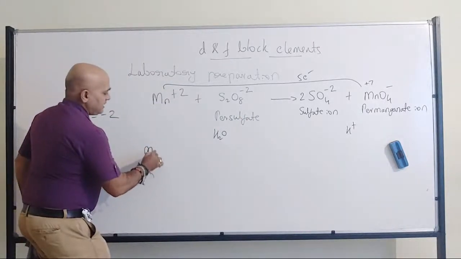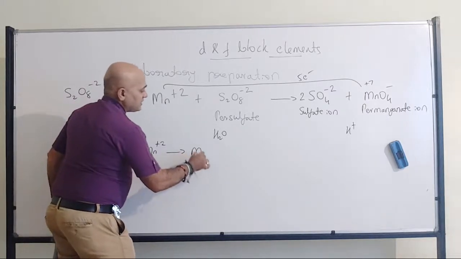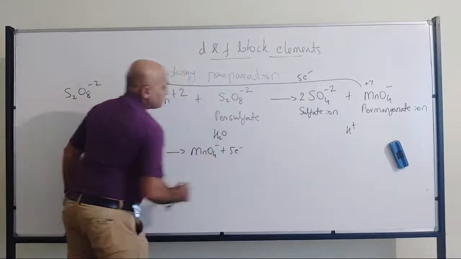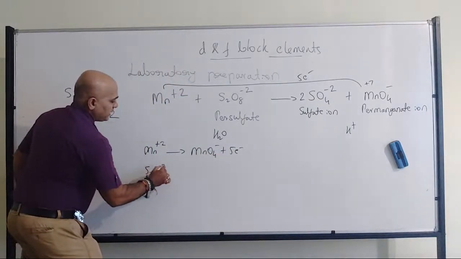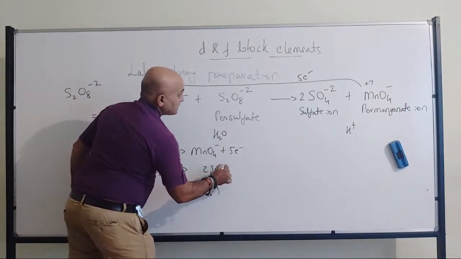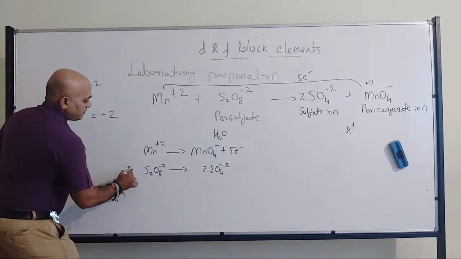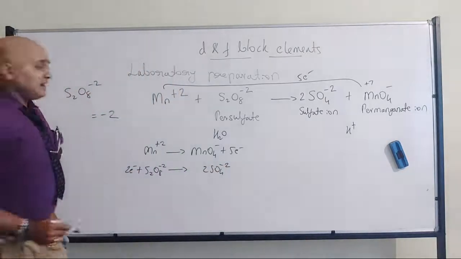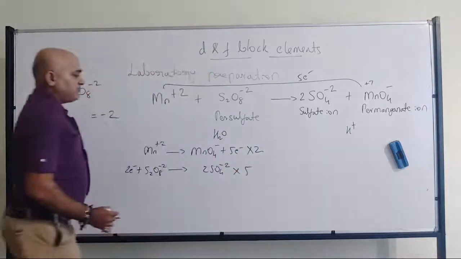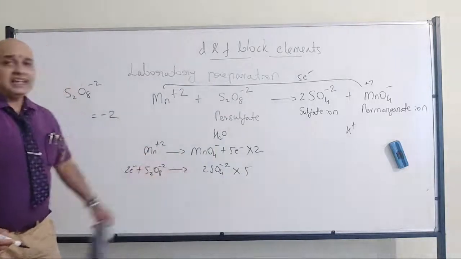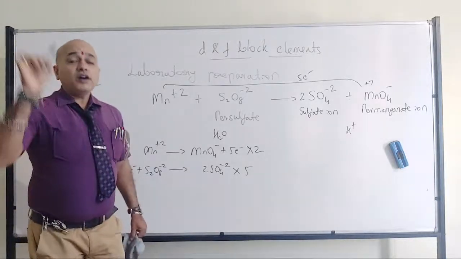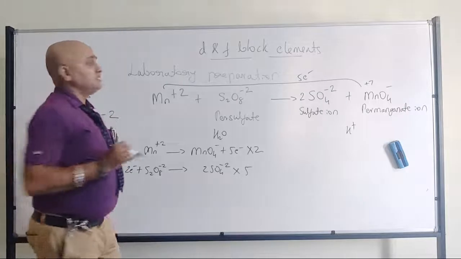Right? So Mn2+ gets converted into MnO4- plus 5 electrons, and S2O8 2- gets converted into 2 sulfate in the presence of 2 electrons. So multiply this one by 2 and this one by 5, so that we balance the electrons. I told you, only 2 electrons it requires. Only those 2 oxygen which are bonded to each other are going to accept the electron.